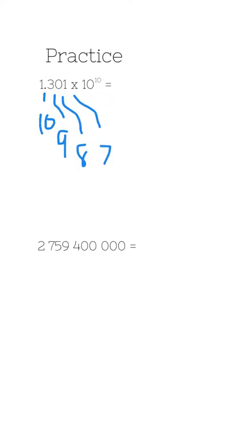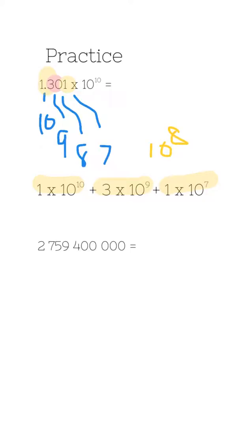So the way you would write out the expanded form would be, the 1 is represented as 1 times 10 to the 10th. The 3 is represented as 3 times 10 to the 9th. I do not talk about the 0, so you skip the zeros, and then you go to the 1, and that would be 1 times 10 to the 7th. So do you notice that the 10 to the 8th was skipped because it was a 0? So that would be my answer in expanded form.